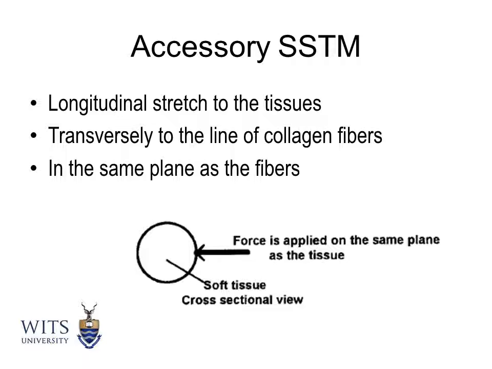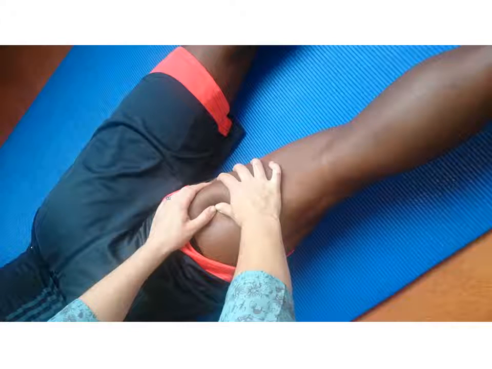So accessory SSTMs, and that's moving the tissues, so there's a longitudinal stretch of the tissues transversely to the line of the collagen fibers, in the same plane as the fibers. I'll show you a picture just now. So the therapist applies the stretch to the patient's muscle exactly on the spot of injury.